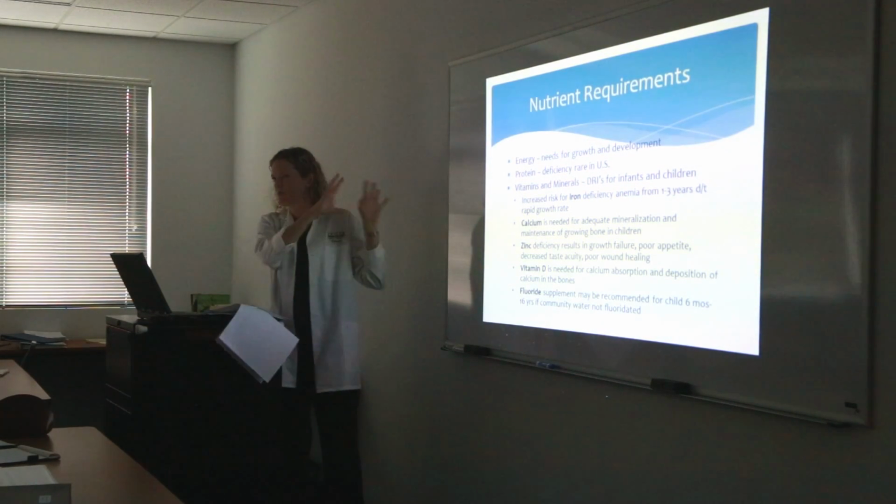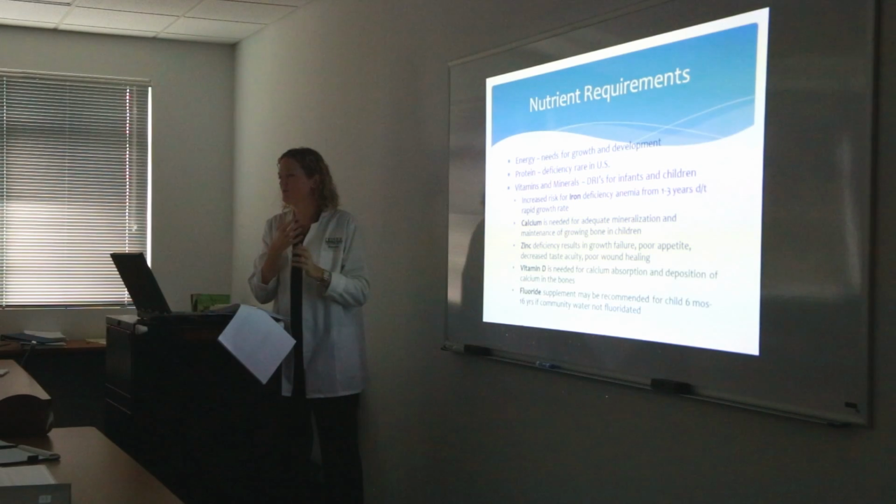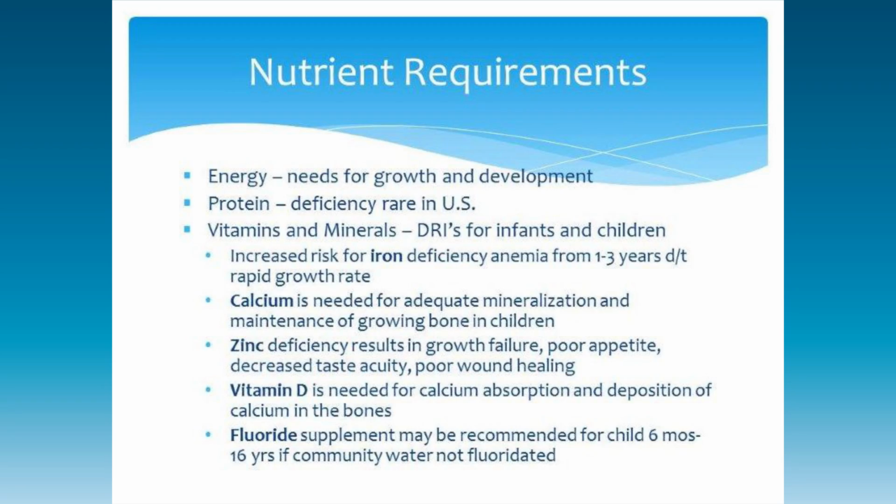I gave you those equations in the very beginning, the Schofield, the Hu equations, the calories per kilogram. So you would use those for this age group too, for energy and for protein. And again, they're still growing, developing, they should be gaining weight. Protein deficiency really in the US is pretty rare. I mean, protein's pretty widely distributed and highly emphasized in our food supply. It can happen, but it's fairly rare.